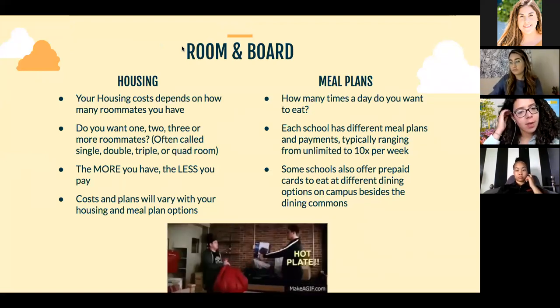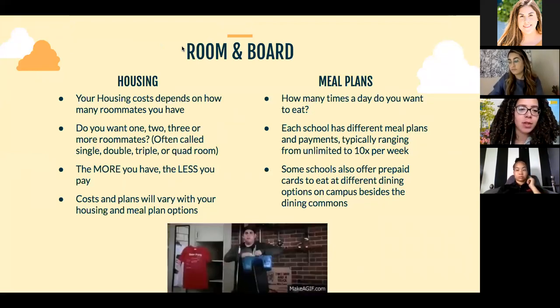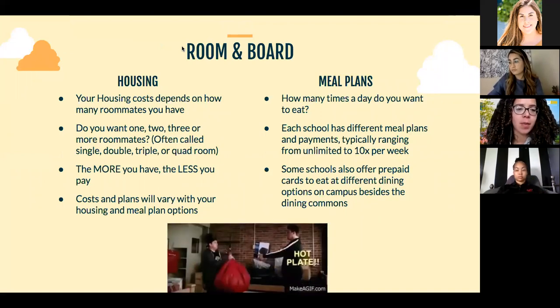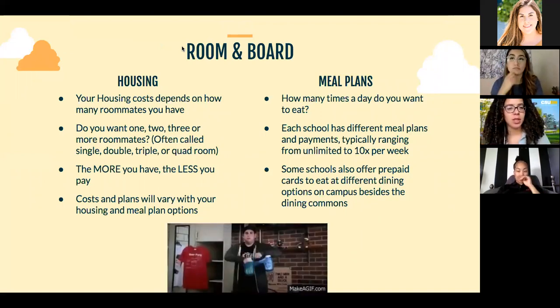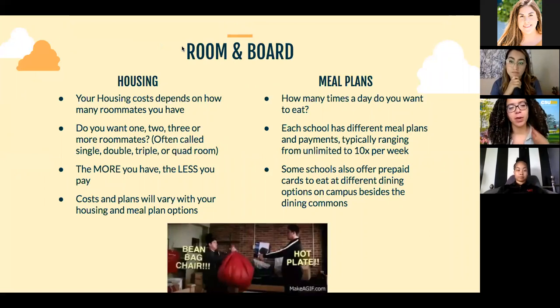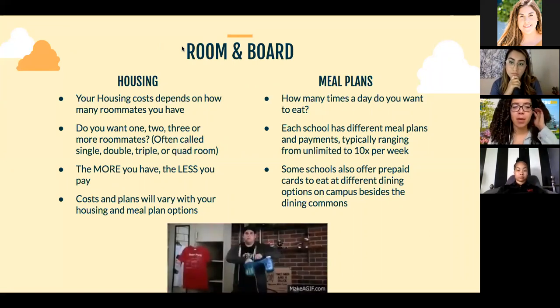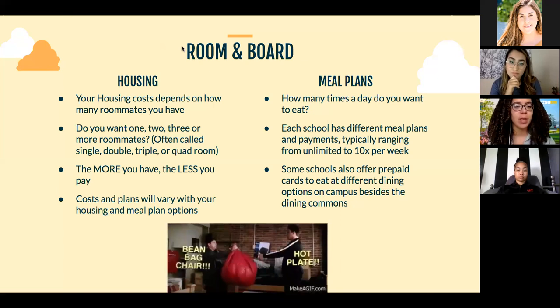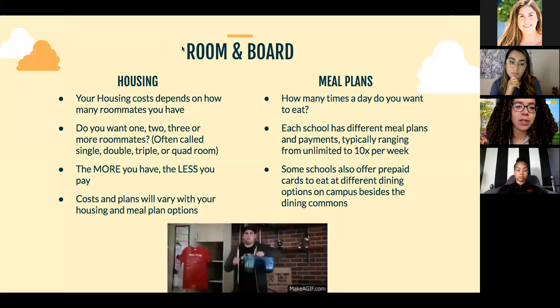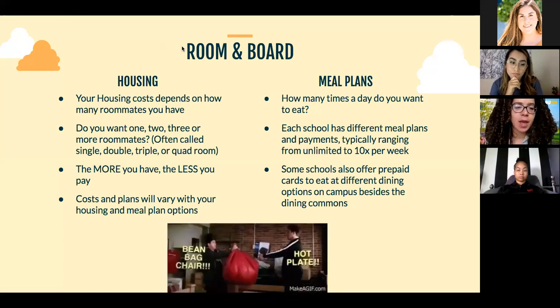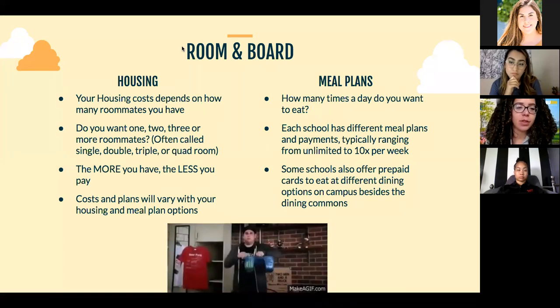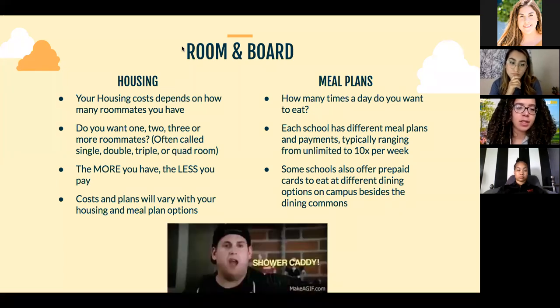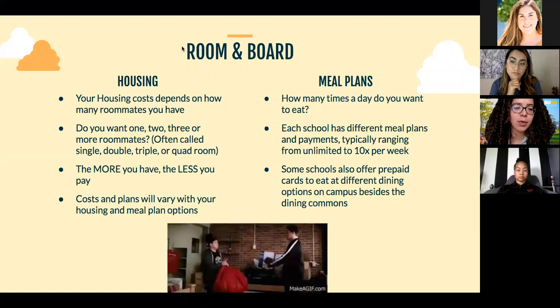Okay, now we're going to talk about room and board. So your housing depends on how many roommates you have. Also, kind of like what Sienna was talking about, if you prefer to live with 1, 2, or 3 roommates. So it would be like a single, double, or triple, like a quad room. And depending on each one, it's going to have a different cost. So the more you have, the less you pay.